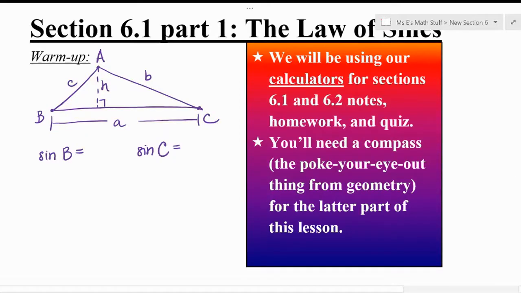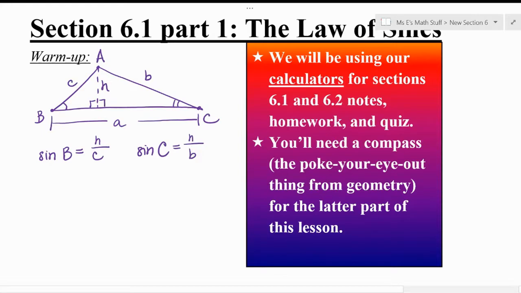So if we're using angle B as reference, then you would look at the right triangle that angle B is part of, and then apply the sine function to that. So the sine of angle B is equal to the opposite over the hypotenuse. And then similarly, the sine of angle C, using that one for reference, we would just do opposite, which would be h, and then over hypotenuse for that one as well.